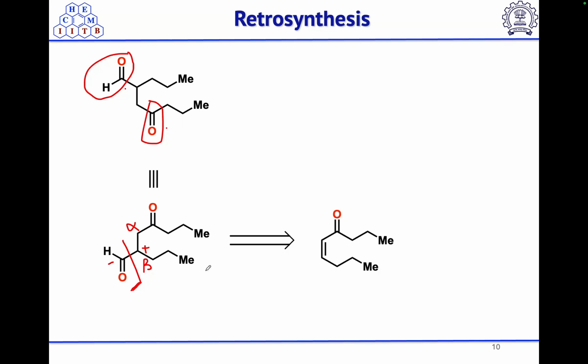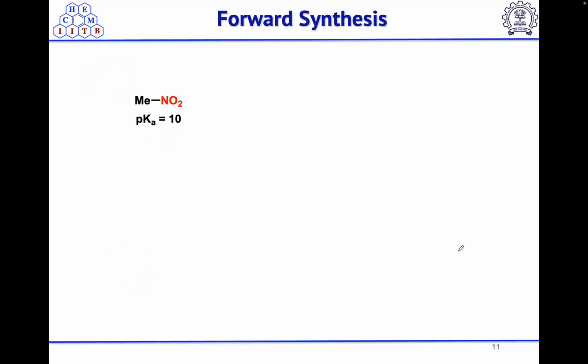So this alpha, beta unsaturated compound is the synthetic equivalent for the acceptor synthon, right? And what will be the synthetic equivalent for this donor synthon? The same nitromethane, which we already discussed in the last slide, right? Very interesting example. So in the forward synthesis, this is the nitromethane we have to take.